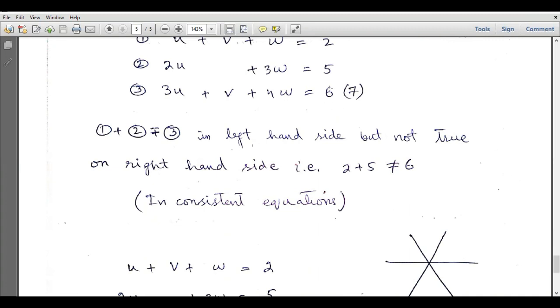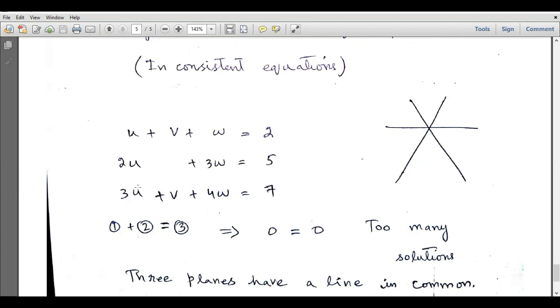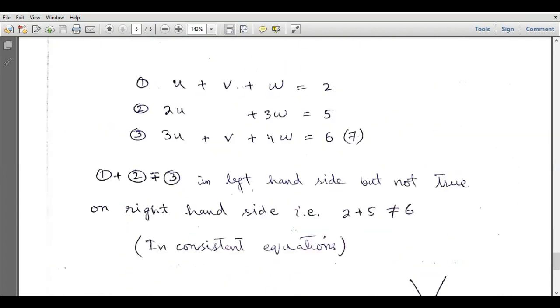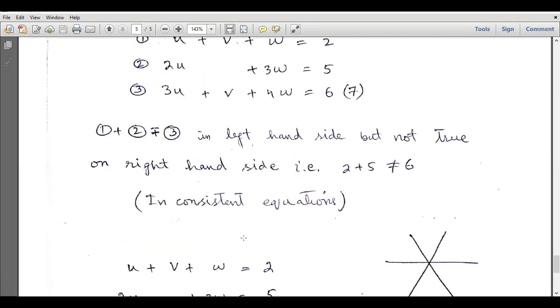Now, even if we replace this 6 by 7, again, you can see that 1 plus 2 is equal to 3 for the left hand side as well as the right hand side. So in this case, at the end, we will have such a scenario, 0 equal to 0. And when we have 0 equal to 0, it means we have too many solutions. So again, the solution of these three equations doesn't exist, and both of these cases are actually singular cases, right?